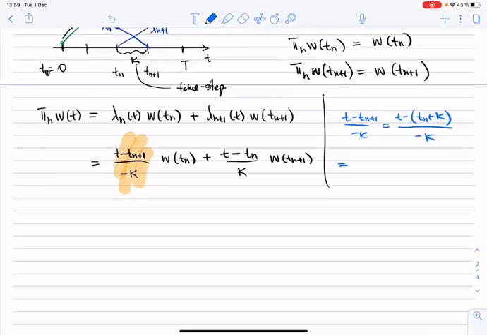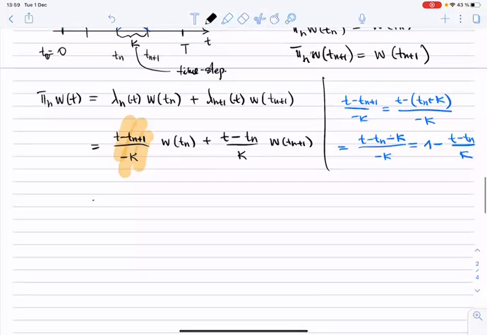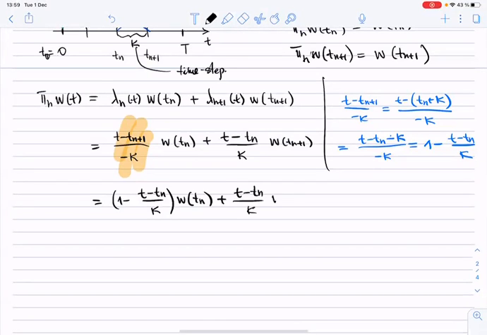That is equal to t minus tn minus k divided by minus k, which is equal to, now I divide by k, 1 minus t minus tn divided by k. Right? So it's just simple algebra we did. So we can write it here as 1 minus t minus tn divided by k times wtn plus t minus tn divided by k times wtn plus 1.